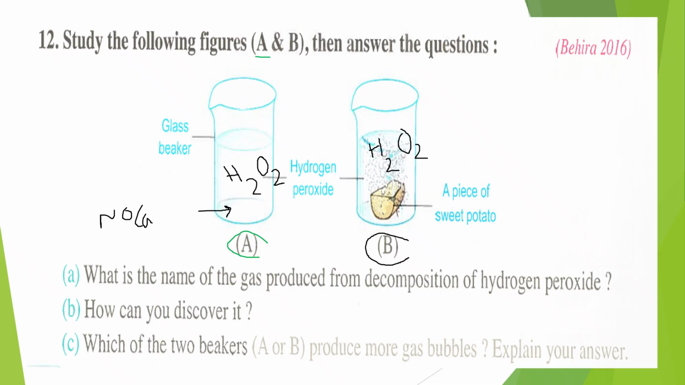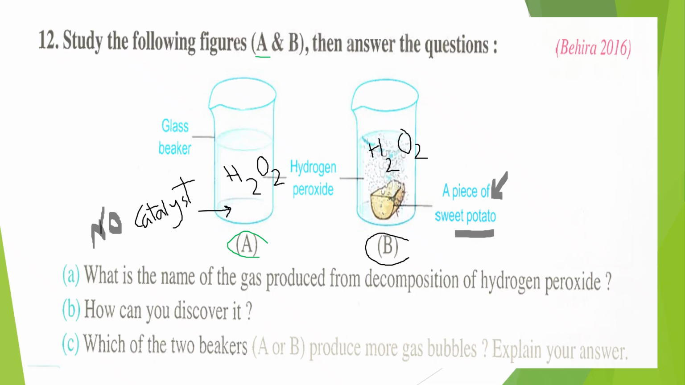Here, we don't have a catalyst. So the rate of the reaction in beaker A is a slow rate, as we know. On the other side, in figure B, we added one slice or one piece of sweet potato. Sweet potato contains an enzyme which is the oxidase enzyme. Yesterday we also explained that one piece of sweet potato contains an enzyme called oxidase enzyme.